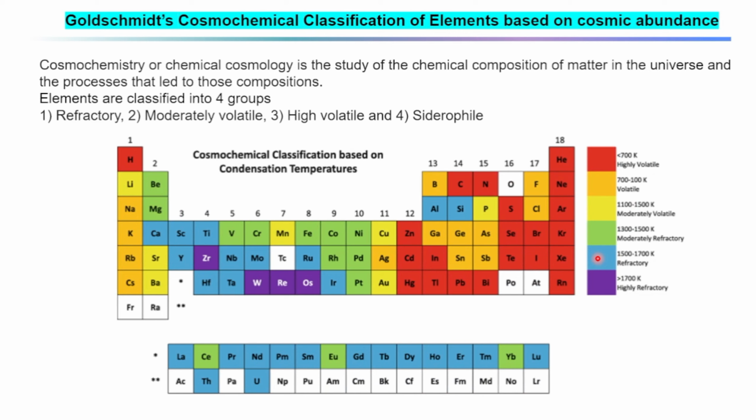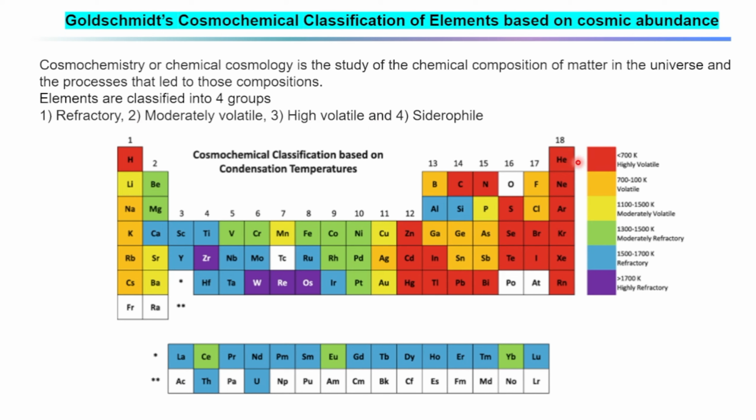Next, we will discuss Goldschmidt's cosmochemical classification of elements based on cosmic abundance. So cosmochemistry or chemical cosmology is the study of the chemical composition of matter in the universe and the processes that led to those compositions. According to that, elements are classified into four groups: refractory, moderately volatile, high volatile, and siderophile.